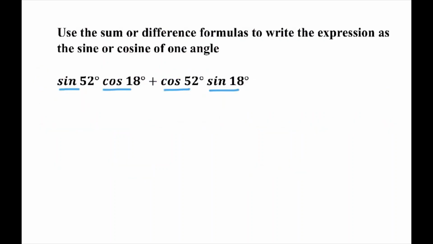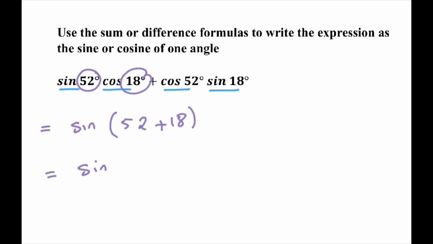So we'll go here and say that's basically equal to sine of the addition of 52 plus 18, and that's going to be sine 70 degrees. Now we don't want to find the answer because it didn't say to find it. However, if you want to find the answer, you can find it by using the calculator.